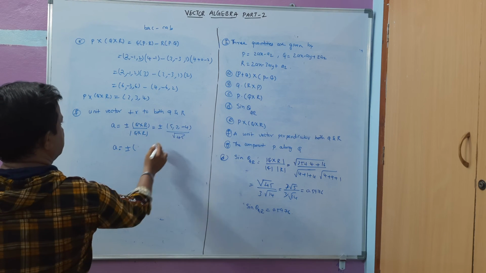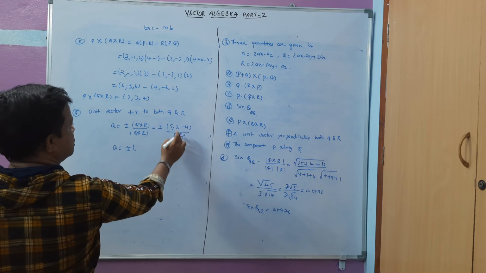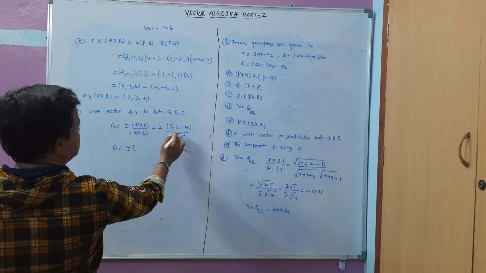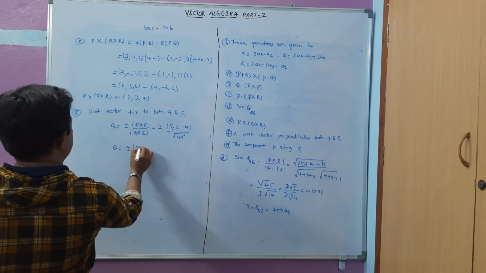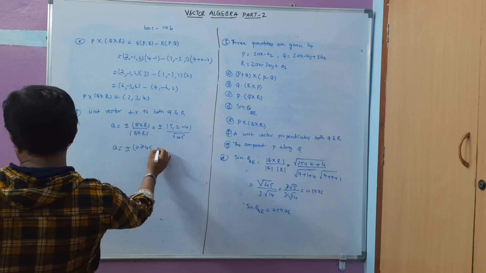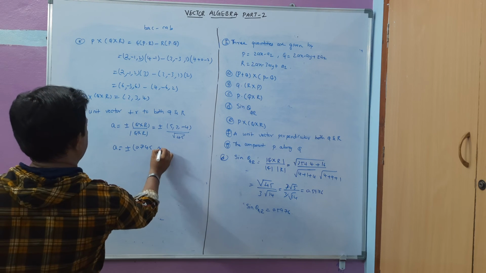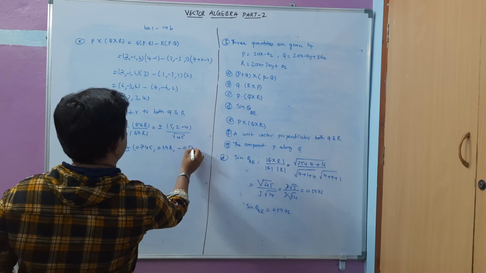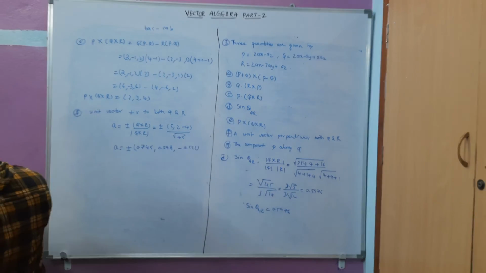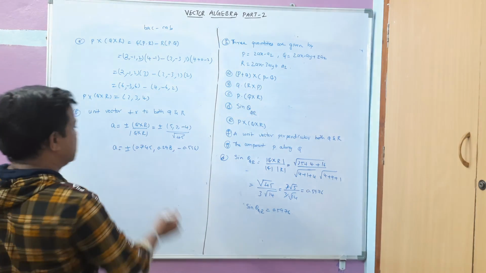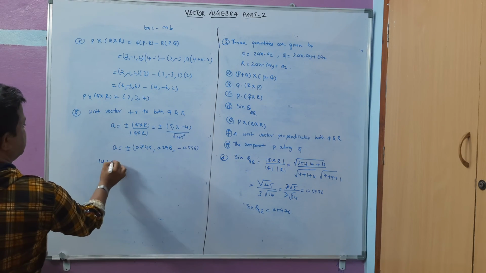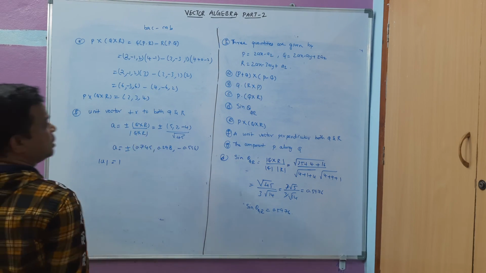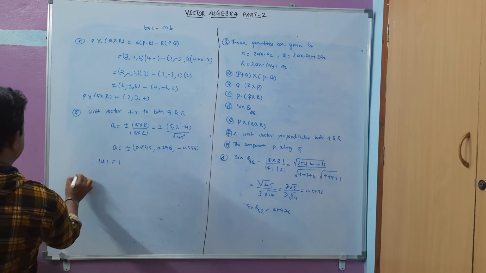So if you do this division individually, it will be giving me 0.745 comma 0.298 comma minus 0.596. And finally, if you check the mod of A, it will be equivalent to 1. You can check individually. And finally we will do this one, G.